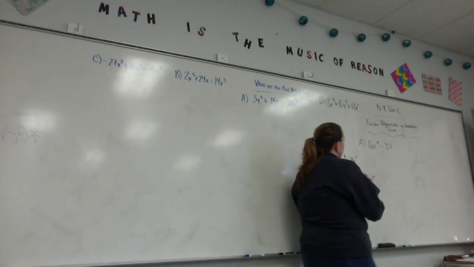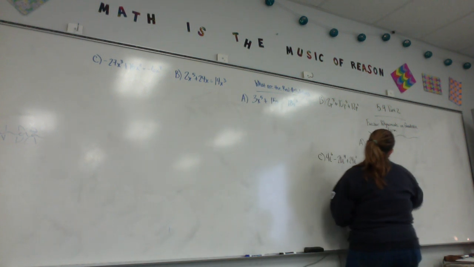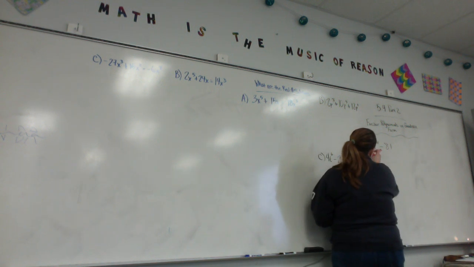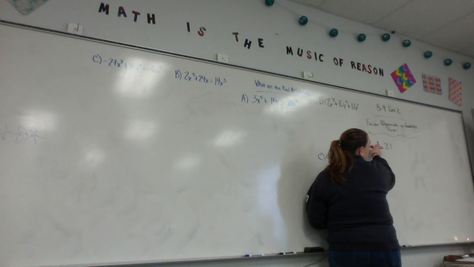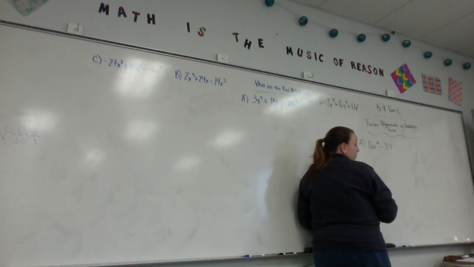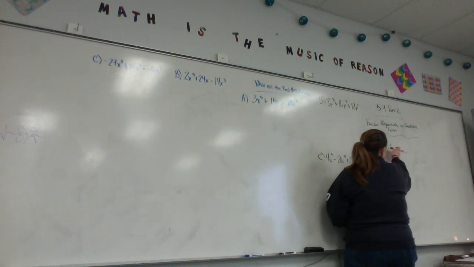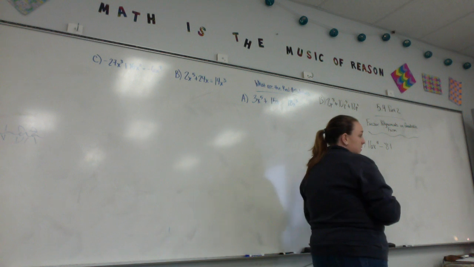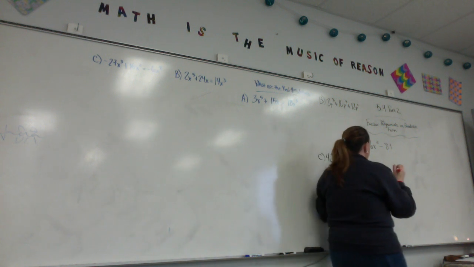So let's start with this: 16x to the fourth minus 81. First of all, take a look at this. What do you know about the number 16? It's a perfect square. What do you know about x to the fourth? It's also a square. And what do you know about 81? It's also a perfect square. And there's a minus sign, so what is this? A difference of two squares. So how do I factor that?